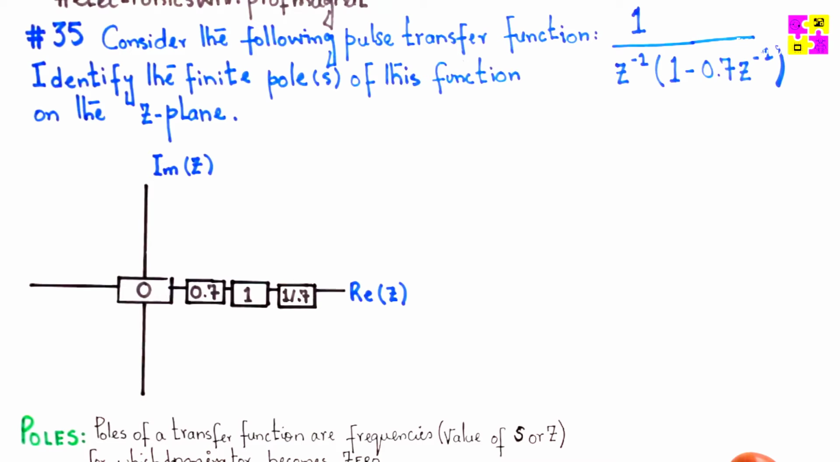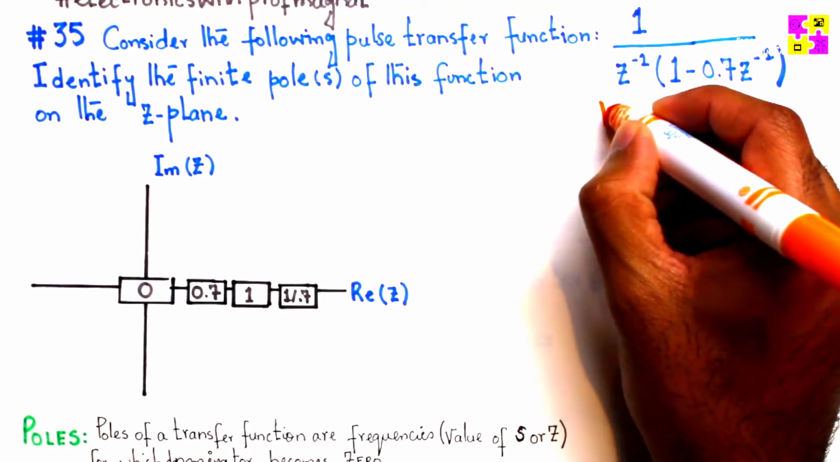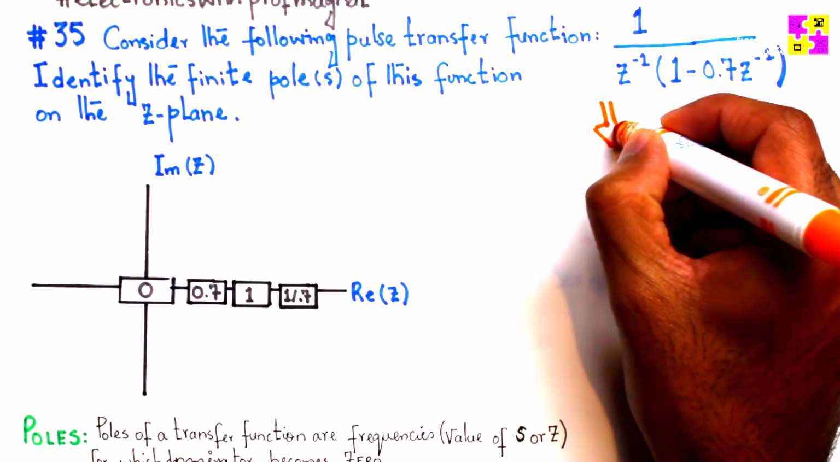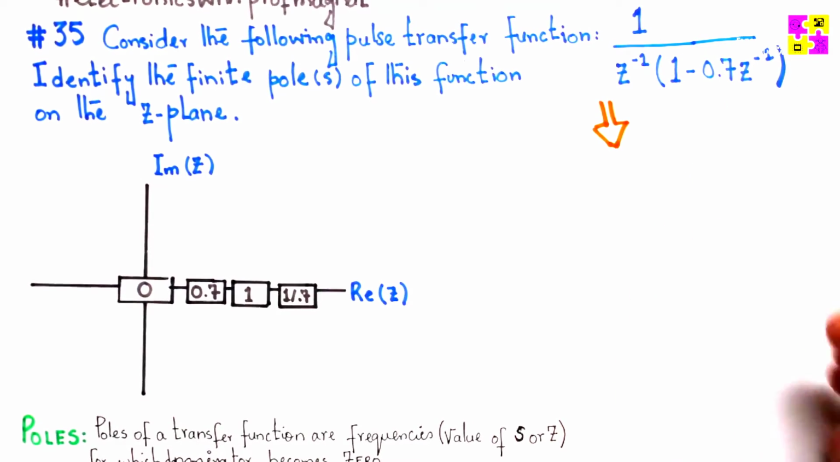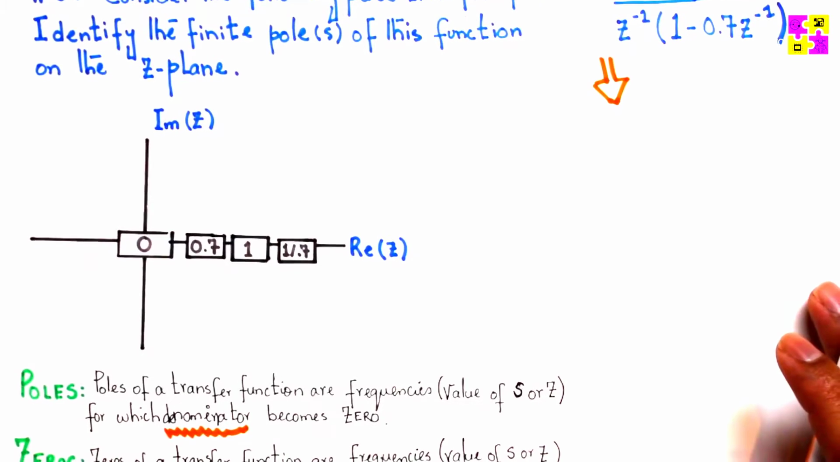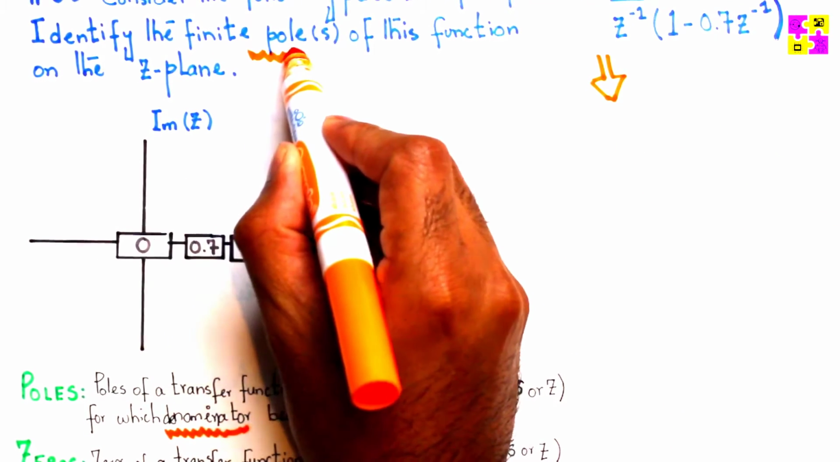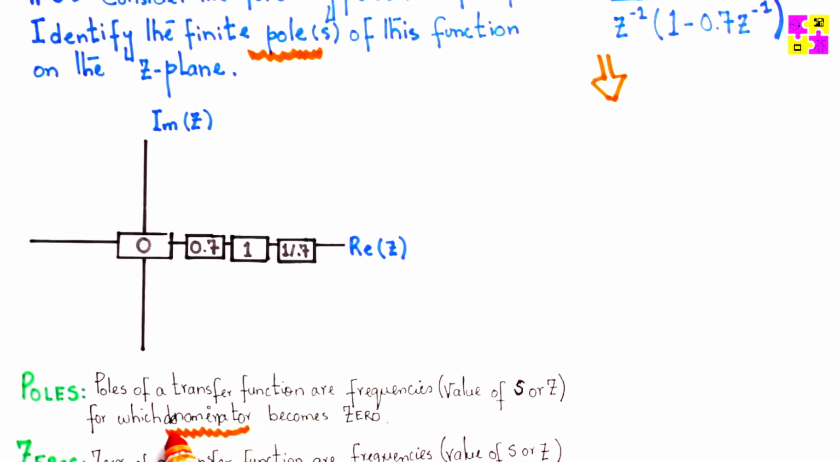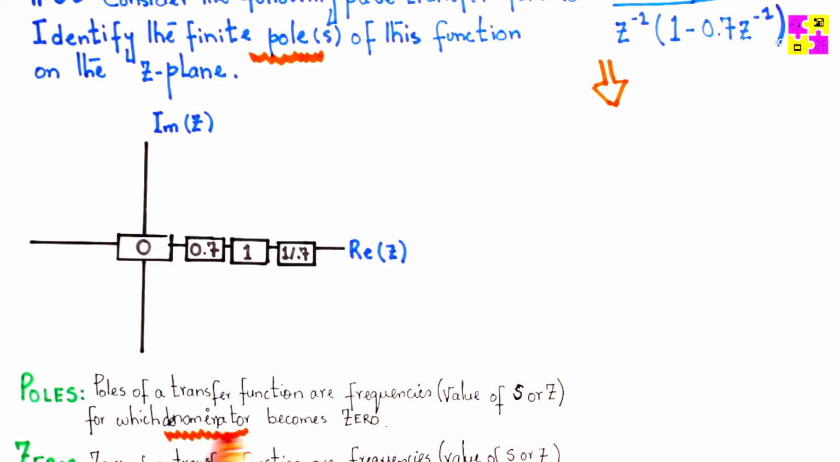Now we have a function here. It's a pulse transfer function in z. Here's a z transformation of it, and all we need to do is simply transform it into something where we can find the value of z such that, because it says identify the finite poles, if I put the value of z here, the denominator becomes 0.